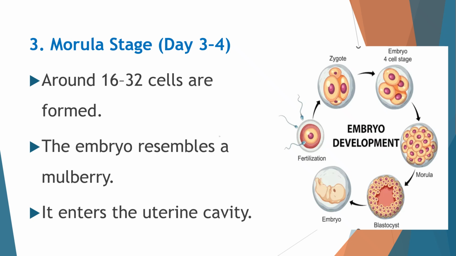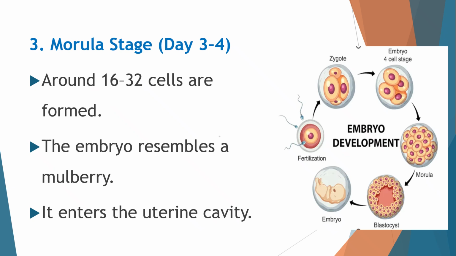So, remember these important points. The Morula stage occurs around day 3 to day 4. It consists of about 16 to 32 cells. It is a solid ball of cells that resembles a mulberry. During this stage, the developing embryo enters the uterine cavity.